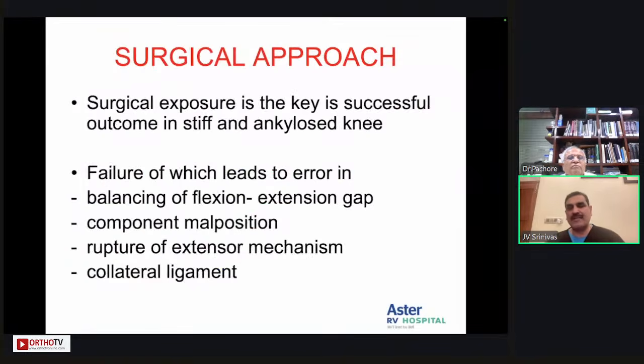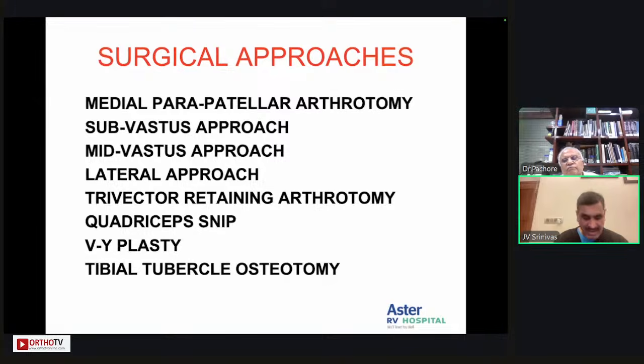Then the surgical approach for an extra-articular stiff knee. A good surgical approach is a must for a stiff or an ankylosed knee. If you don't have a good surgical approach, then you fail to have a good balanced knee. Component malpositioning is very common, and if your approach is not good, then there is a very high chance that when you're trying to retract, you're going to rupture your extensor mechanism either proximally, or a tibial tubercle avulsion will happen, and damage to your collateral ligament. The surgical approach is very, very important.